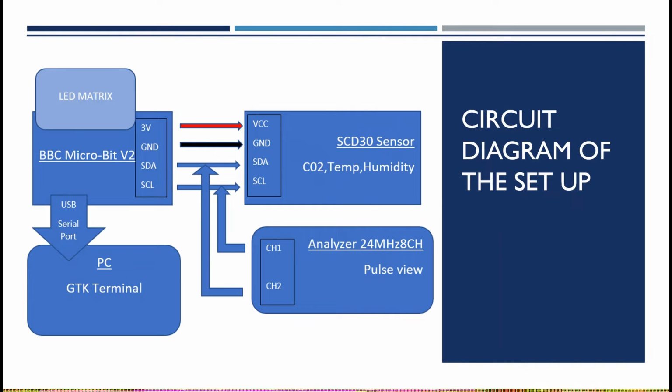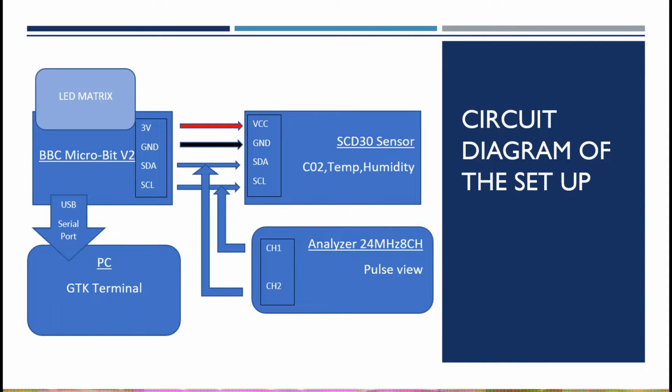Now on to the circuit diagram of our project setup. We're using the SCD30 sensor, which measures CO2, temperature and humidity. We've connected it up to the BBC micro:bit version 2, which has an LED matrix module attached to it. We've connected it to the PC to view the GTK terminal via the serial port.